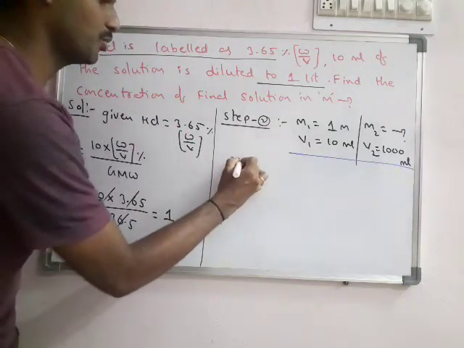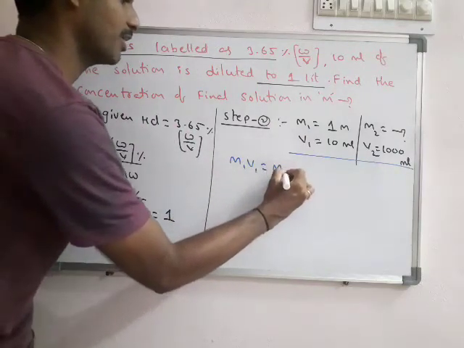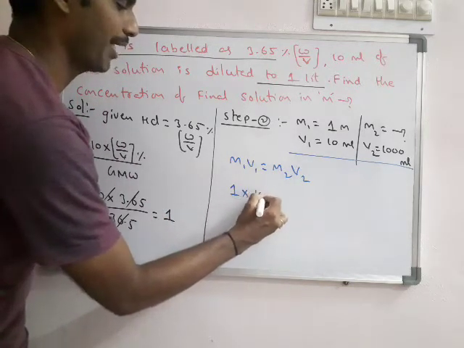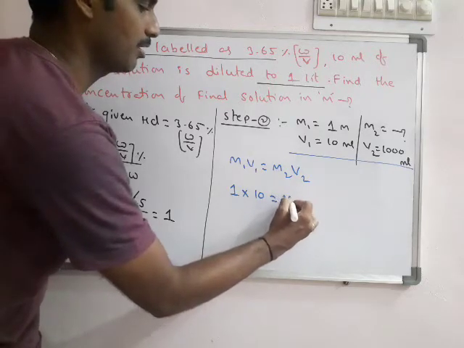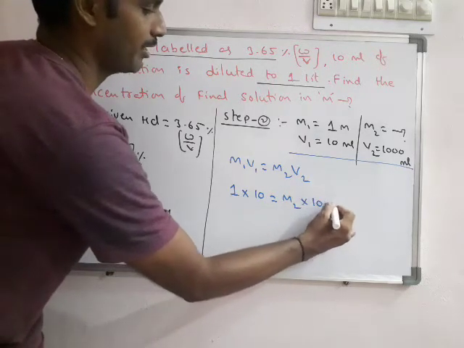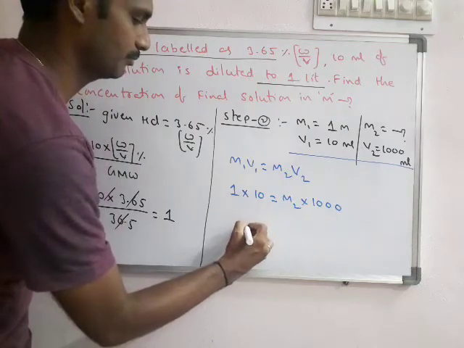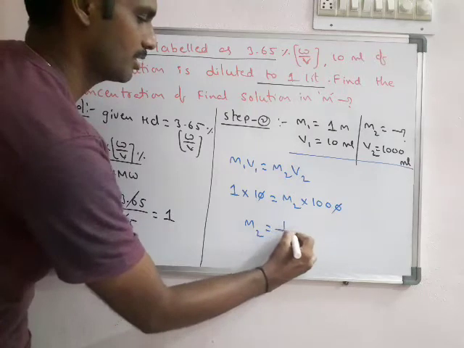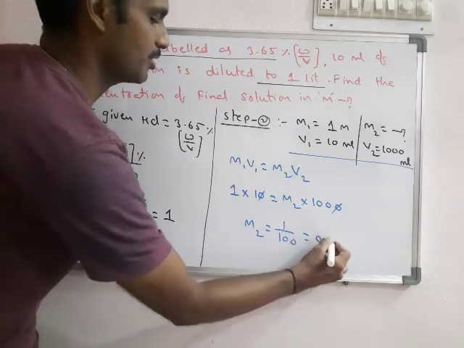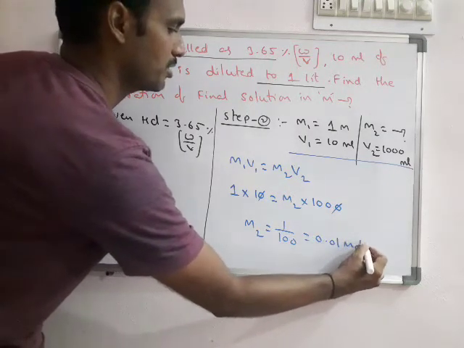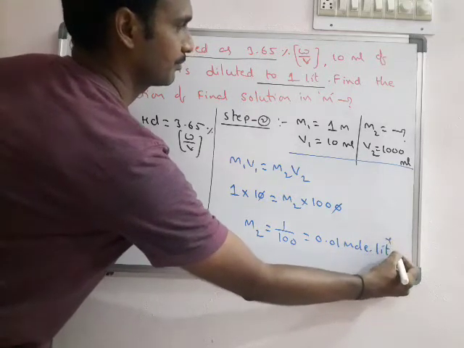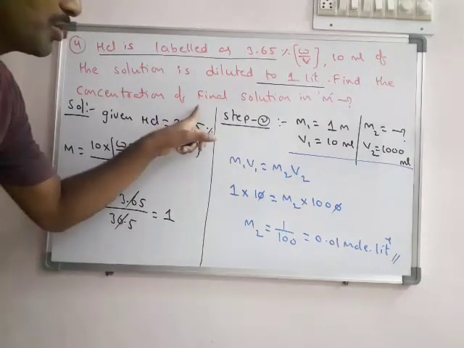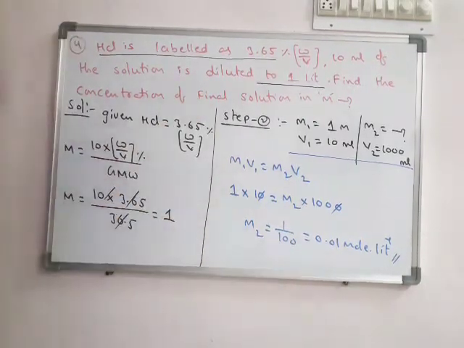So on dilution the concentration decreases always. The same solution is being modified, so m1v1 equals m2v2. m1 is the starting 1 molarity, and the volume taken is only 10 milliliters. Find m2. So what final volume did they make? So m2 is 1 by 100, nothing but 0.01 moles per liter. And the concentration of the final HCl solution is 0.01 moles per liter.